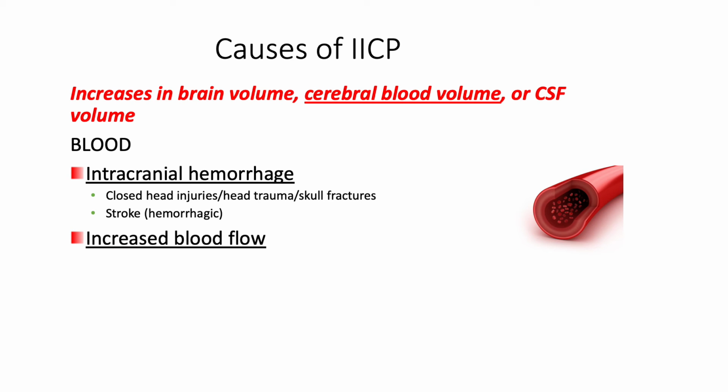Moving from examples of increases in brain volume, let's look over some examples of why blood volume would increase. If blood is no longer circulating in and out of the brain normally, but spills into the brain tissue, this will increase the total volume of blood in the cranial vault. So a closed head injury or a stroke causing intracranial hemorrhage would fall into this category. Or what if too much blood is getting to the brain? For example, vasodilation or hypertension would increase the amount of blood being delivered to the brain.